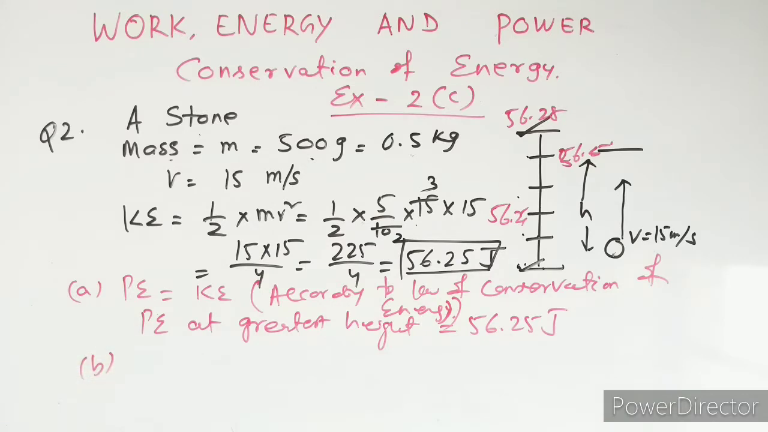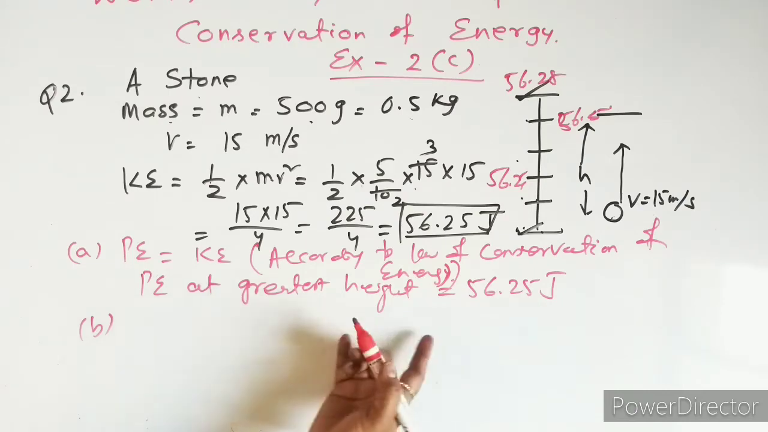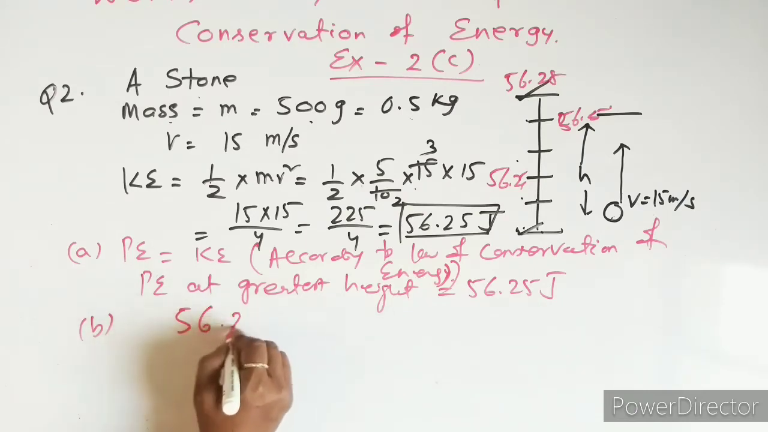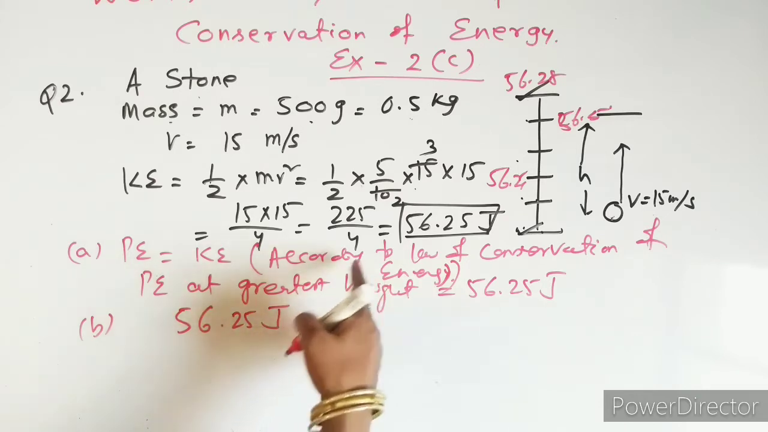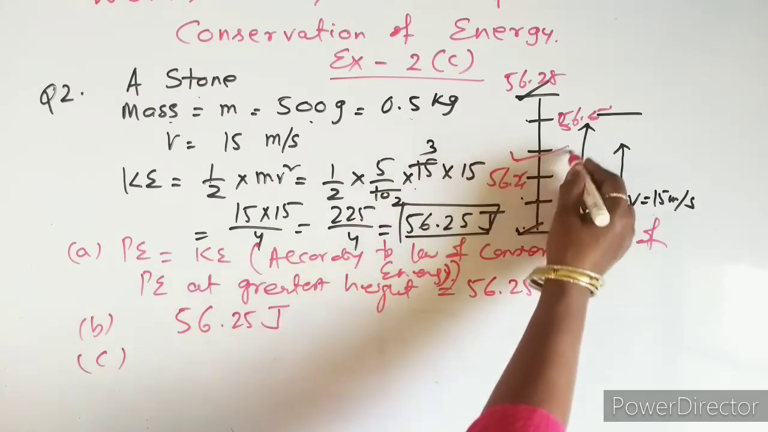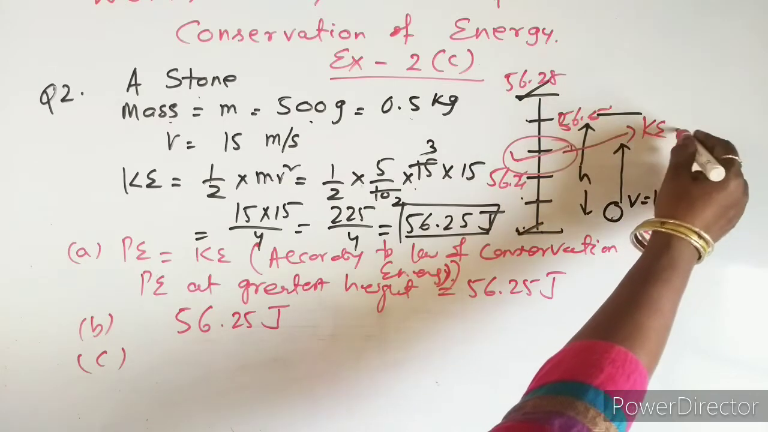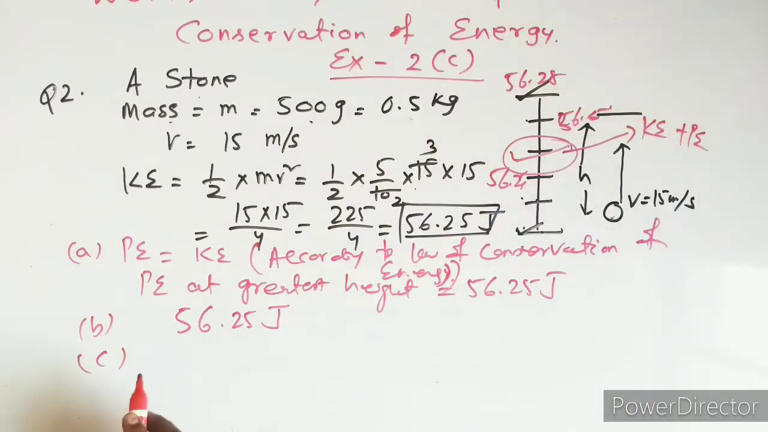Then bit B. In bit B, it is asked for the kinetic energy on reaching the ground. It will be the same, 56.25 joule, according to the law of conservation of energy. The third part is the total energy at its halfway point, somewhere here, because at this point we can consider this as a combination of kinetic energy and potential energy.